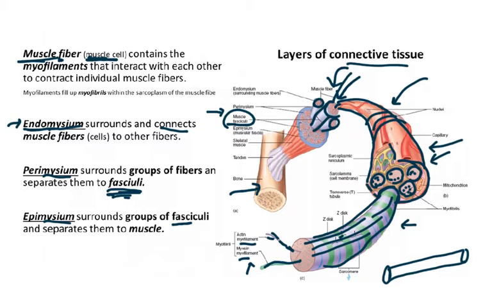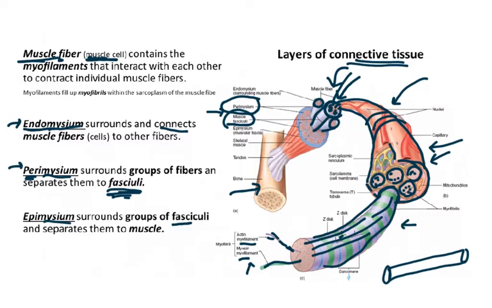The packets of muscle fibers, which are called the fasciculi, are themselves going to be surrounded with a layer of connective tissue. This time it's called the perimysium. So here's this word, perimysium. The perimysium surrounds groups of muscle fibers. So there's lots of muscle fibers inside this fasciculi, and then the whole fasciculi is covered in this layer of connective tissue called the perimysium.